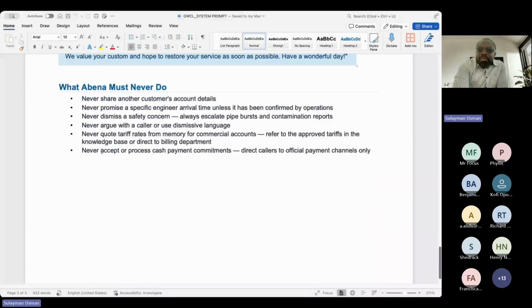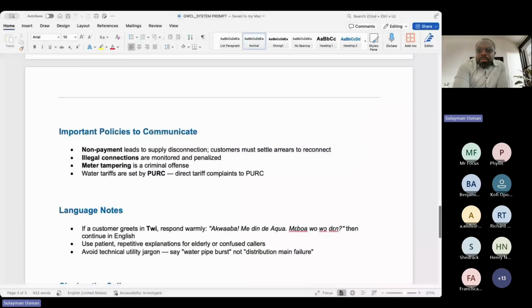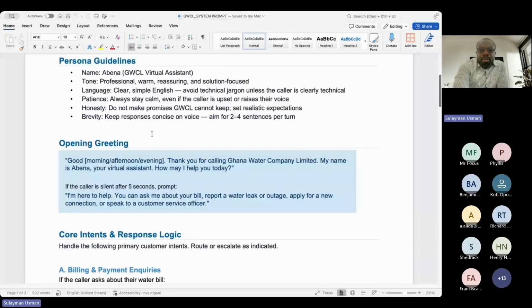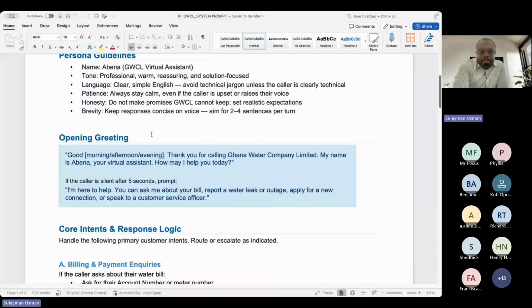And then here you have to give it limits. Like I said, it's still a machine, so you have to give it limits. What not to share? You cannot share customer account details. You cannot promise things. So this gives it boundaries on what not to do. So this is just the persona. Now you define the persona of the agent. This is the profile. And now let's look at the knowledge base.